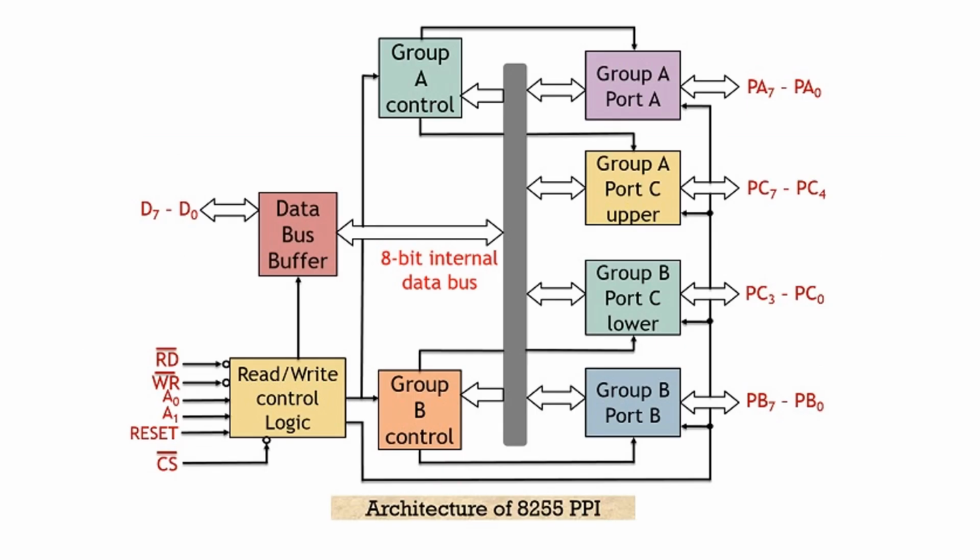This is the internal architecture of 8255A programmable peripheral interface. So here we have the ports and here we have the interface to the microprocessor. To these ports the peripheral devices will be connected and here the microprocessor will be connected. Now let's see the different units inside this architecture in detail.